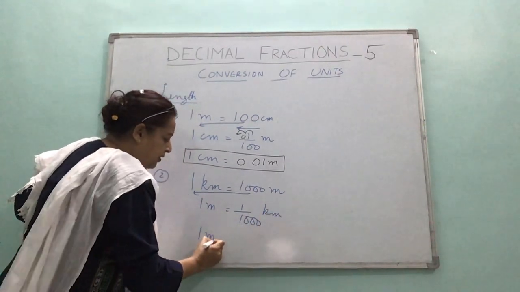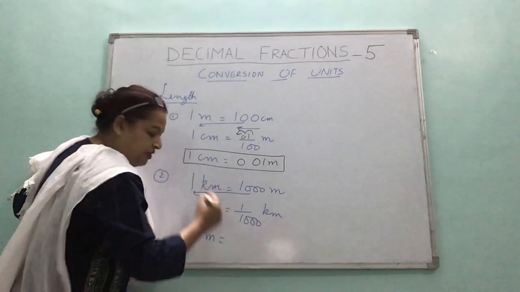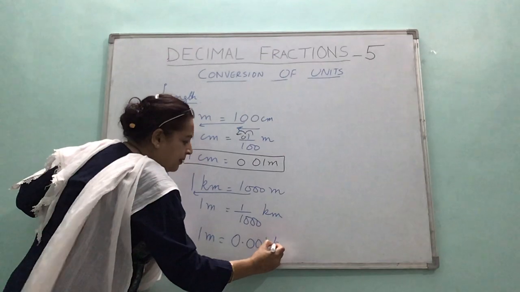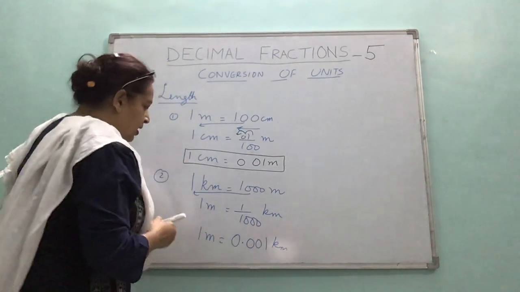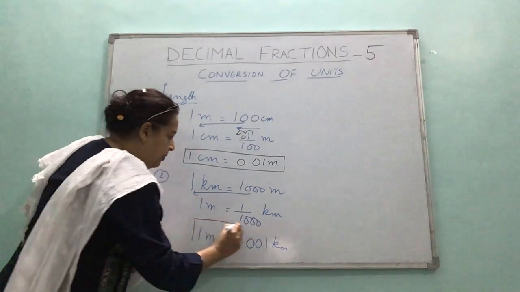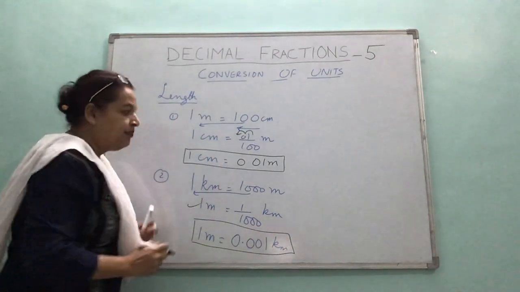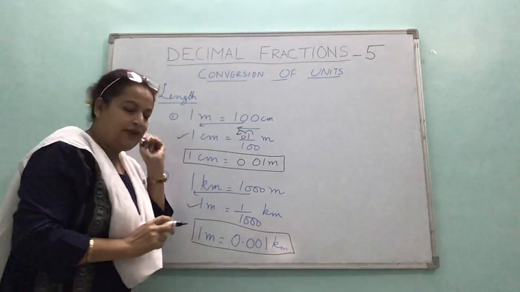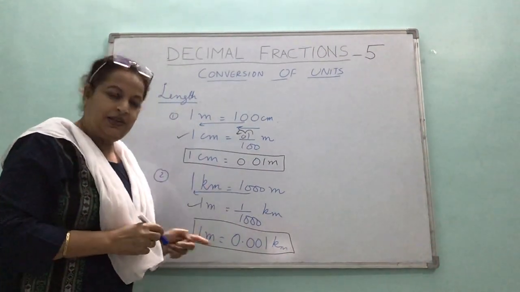Now I will convert to decimal. 3 zeros in the denominator, so 3 places will be shifted. 0.001 kilometer. Another unit conversion. Wherever you have to convert meter to kilometer, you divide by 1000. To convert centimeter to meter, you divide by 100. Right? Clear? Units of length, these two.